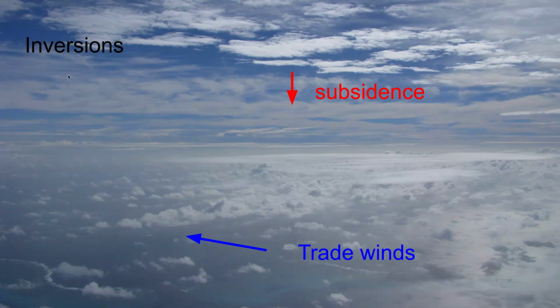So inversions, where you have warm air over the top of cool air, mean there's very little mixing and that the winds can be completely different. And they often are, as we saw when we were looking at the satellite picture before.